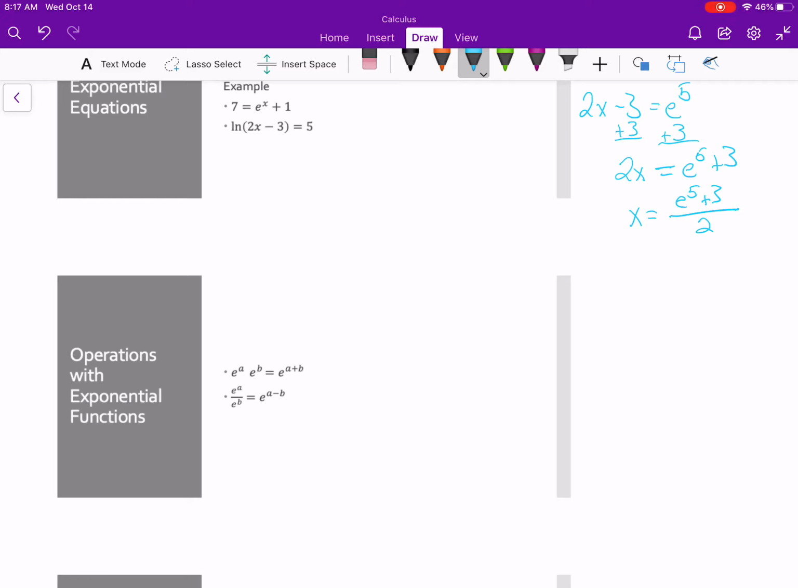A reminder of Algebra 1, operations with exponential functions. If you are multiplying, so e to the a times e to the b, if they have the same base, you can just add their exponents. Same thing with division. If they have the same base, you subtract their exponents.